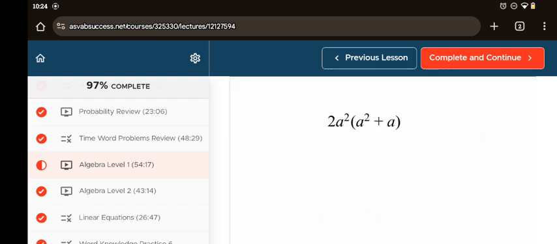Okay, so let's multiply these together. I hope you got it right. If not, don't worry. I'm going to go over it with you right now. We have 2a squared times a squared. So 2 times 1 is 2. A squared times a squared is a to the 4th. Now, plus, because that's a plus. 2a squared times a to the 3rd. 2a to the 4th plus 2a to the 3rd.